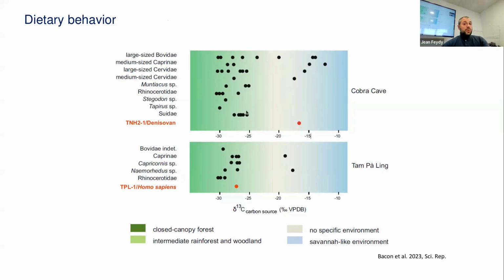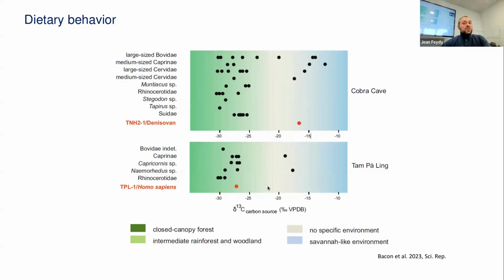But there were also some forest around, because all the animals from the same cave show that there is a lot of forest around. But the animals that were hunted and fed to the young girl probably came from the more open environments that were around the cave, probably in the valley.